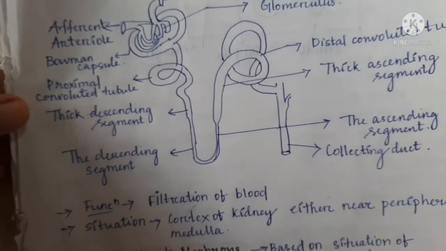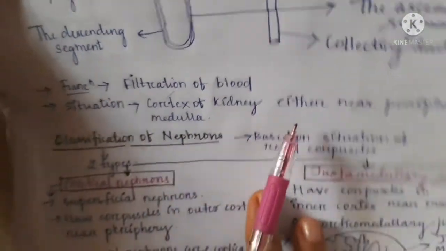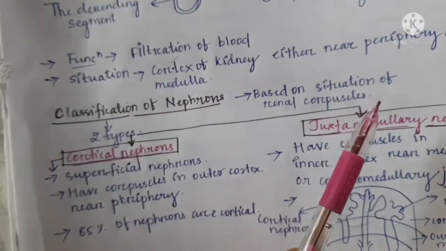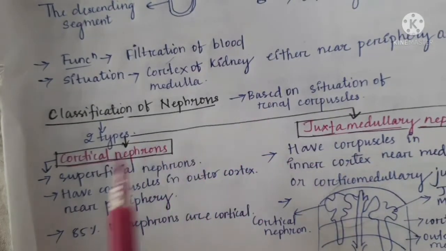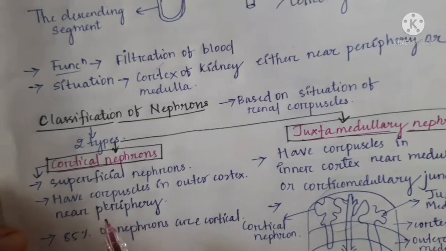Then what is the classification of nephrons? Nephrons are classified into two types based on the situation of the renal corpuscles. The two types are cortical nephrons and juxtamedullary nephrons. What are the cortical nephrons?